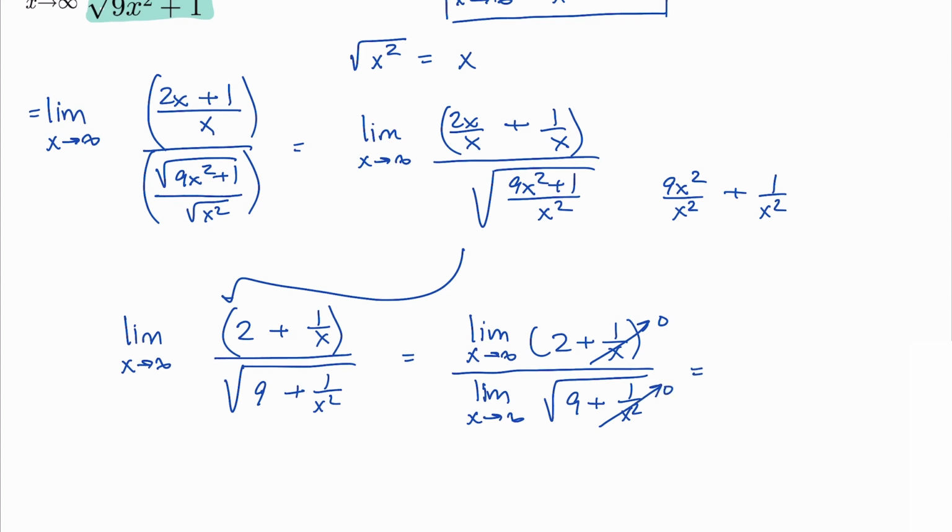So we essentially have the limit of 2 over the limit of the square root of 9. Those are just constants. So this limit is equal to 2 over the square root of 9, which is 2/3. And there's our limit.